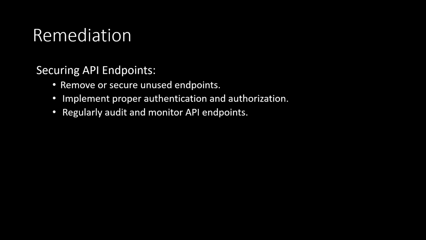By implementing these security measures, you can protect your API from being exploited through hidden or unused endpoints. To summarize, we've successfully exploited a hidden API endpoint to manipulate the price of a product and purchase it for $0. We've also discussed how to remediate this vulnerability by securing API endpoints, implementing authentication and authorization, and monitoring API activity. Understanding and securing API endpoints is crucial for maintaining the integrity and security of your web applications. Let's go to the next lab.